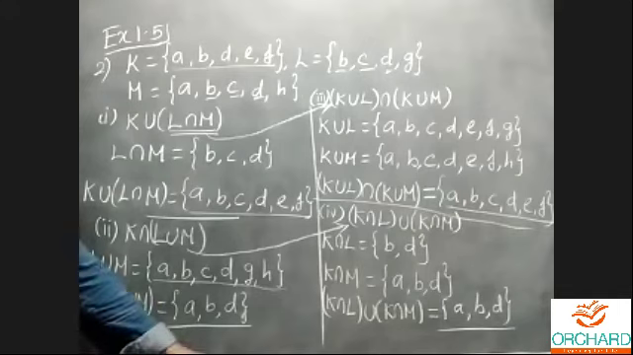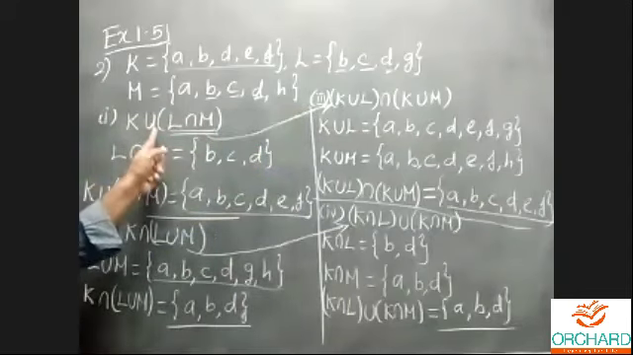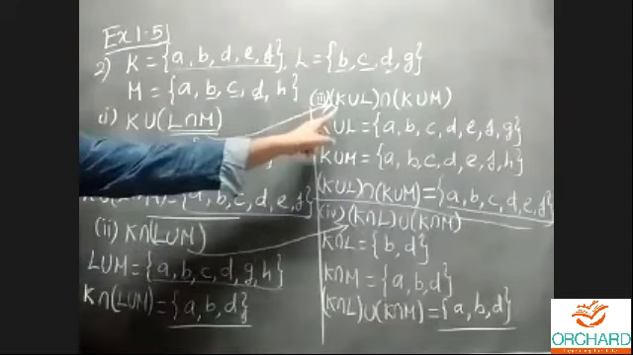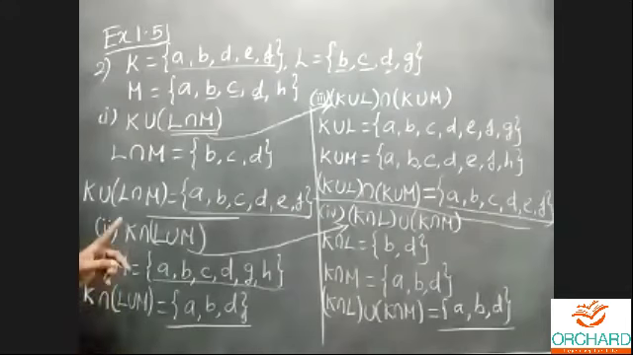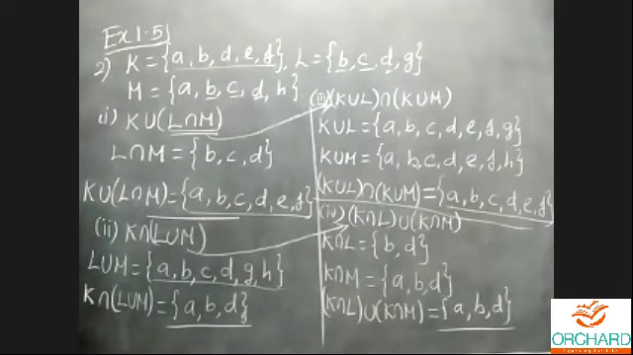After completing the four subdivisions, you will come to the conclusion. From 1 and 3: K union L intersection M is equal to K union L intersection K union M. And from 2 and 4: K intersection L union M is equal to K intersection L union K intersection M.